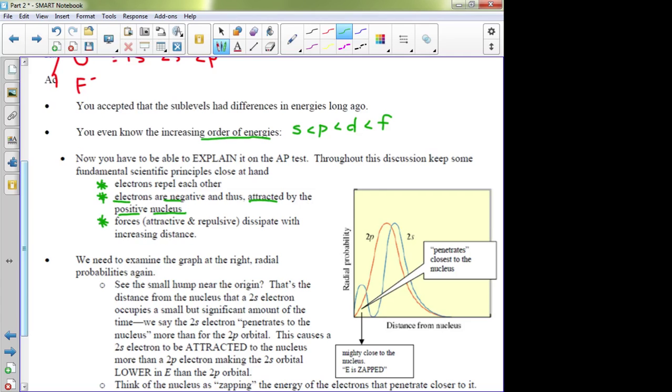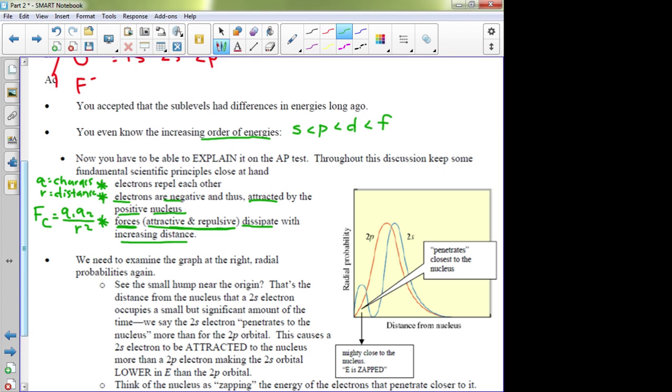And then the last thing we know is that forces, no matter if they are attractive or repulsive, dissipate with increasing distance. Dissipate means go away, or decrease with increasing distance. The equation we use for that is Coulomb's force, F of C, equal to Q1 times Q2 divided by R squared, where the Q's are my charges and R is my distance.